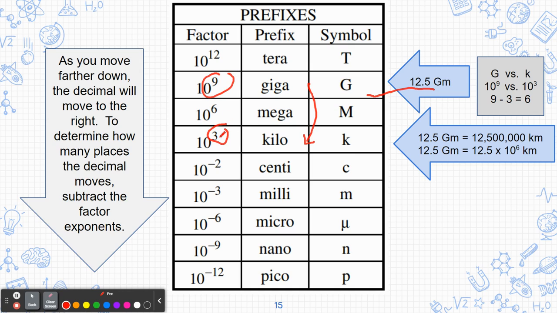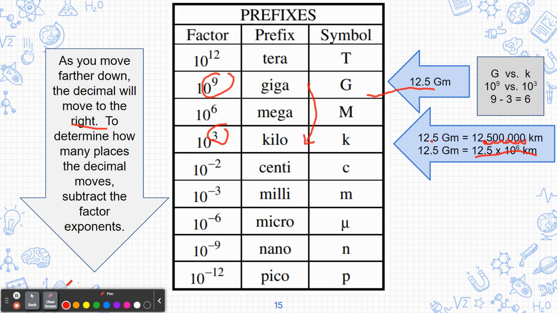So the difference between 9 and 3 is 6, which means that my decimal point is going to move to the right 6 times. So it starts here and I'm just moving it over 6 times. So here's where it started. 1, 2, 3, 4, 5, 6. And so 12.5 gigameters is going to be equal to 12,500,000 kilometers.